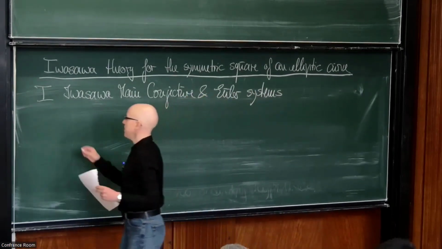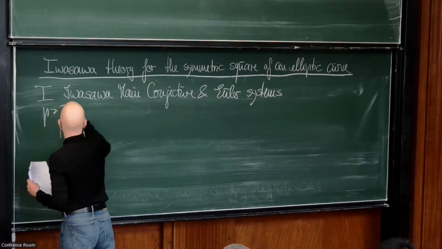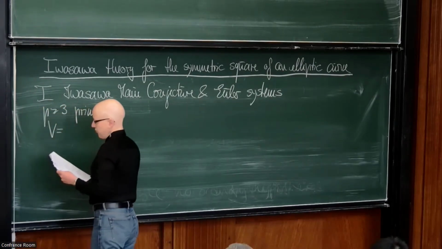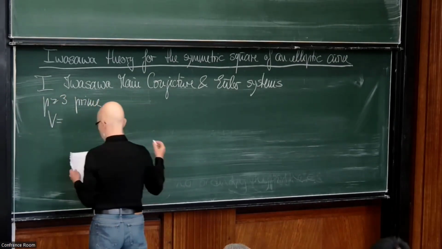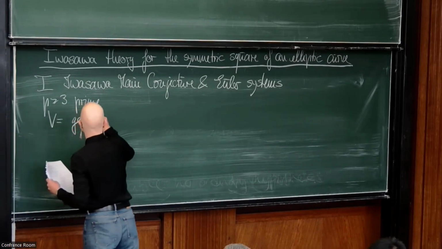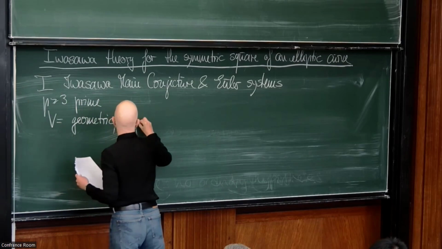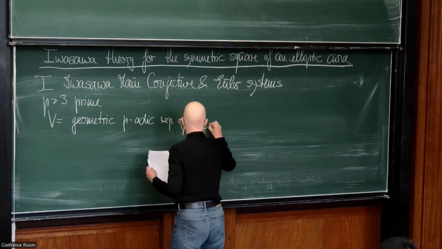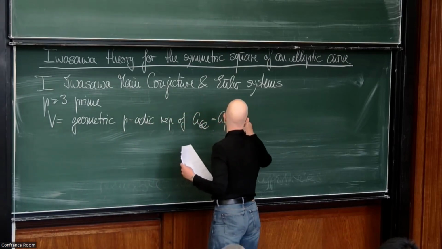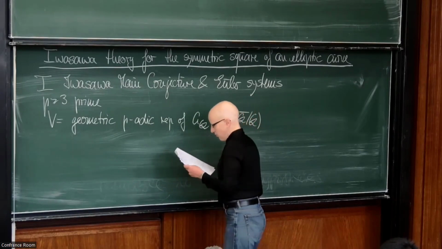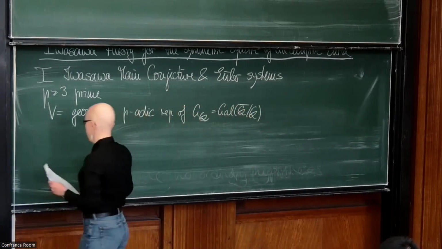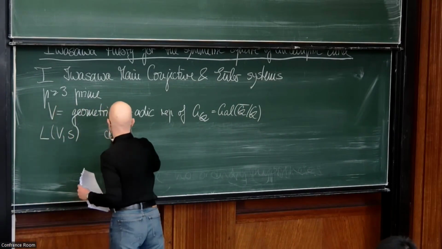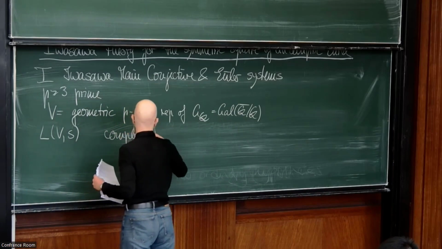Okay, so we let p be an odd prime. And we let V be a geometric p-adic representation of the absolute Galois group of Q. And then attached to this representation, we have the complex L-function, L(V, s).